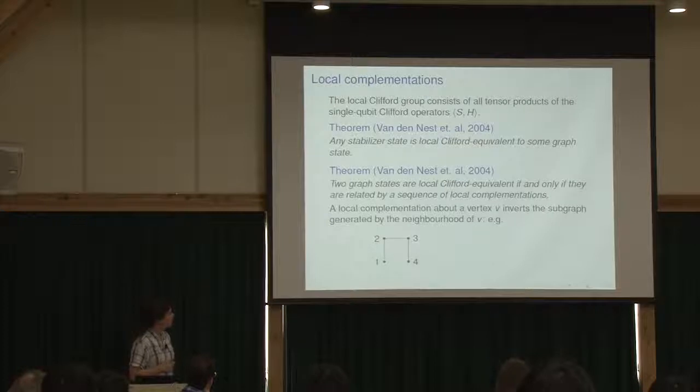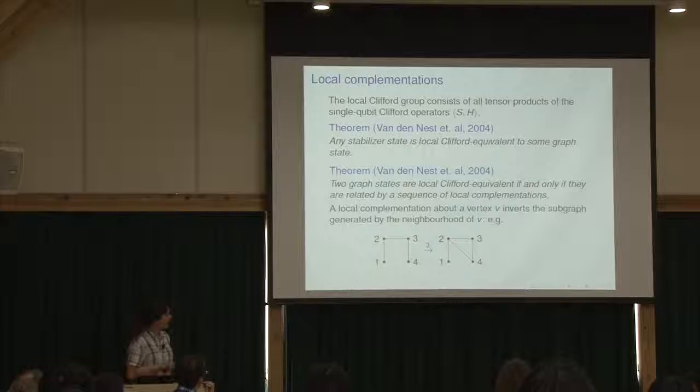They're a bit tricky, so I'm going to explain them by an example. If we have this line graph down here and we apply a local complementation about the vertex 3, the neighborhood of 3 are the vertices 2 and 4. And we're going to invert the subgraph generated by this neighborhood, which means we flip all the edges amongst the neighbors. In this case, that just means adding an edge between 2 and 4. Any edges that involve non-neighbor nodes, like the edge 2, 1, just remain unchanged.